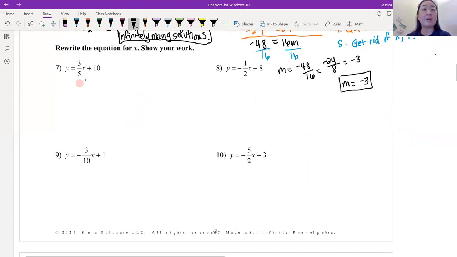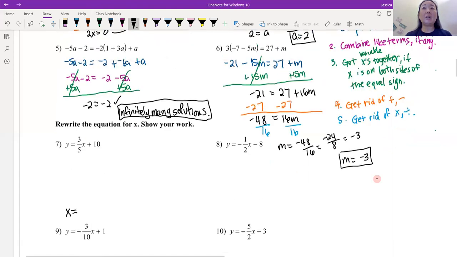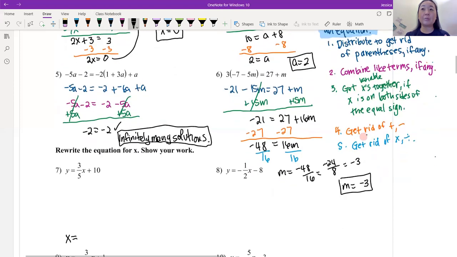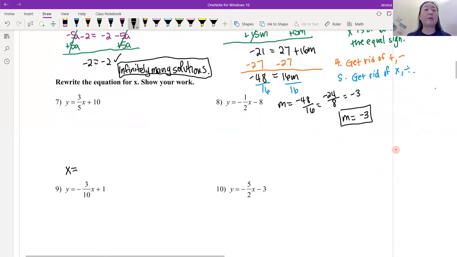So here we have the equation in slope-intercept form, and we're going to change this to where instead of y equals, we want x equals. So at the very end, we want x equals. This is pretty much like the previous problem, except we're not going to have any parentheses, and we're not going to have like terms. We only have one of the variables, the x is only in one place, so we're good. We're going to go straight to get rid of the plus or minus and then get rid of the multiply or divide.